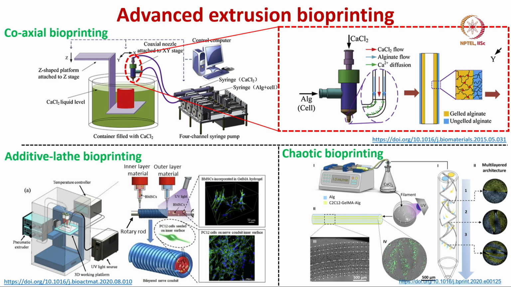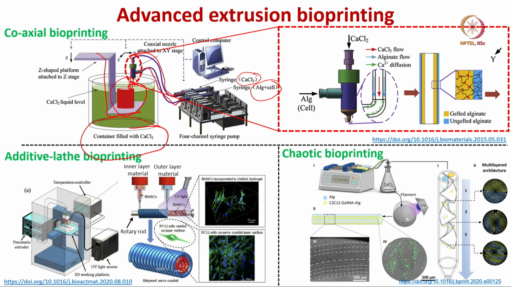It is called coaxial bioprinting. So, what you see here, you have a container filled with calcium chloride. Calcium chloride is your chemical cross linker. So, this is the scaffold you are preparing here, and this is the coaxial nozzle. Okay. So, this is the jet shaped platform attached to the jet stage, and coaxial means delivery of two different types of solutions. One is the calcium chloride and one is, let us say, alginate, which contains cells.